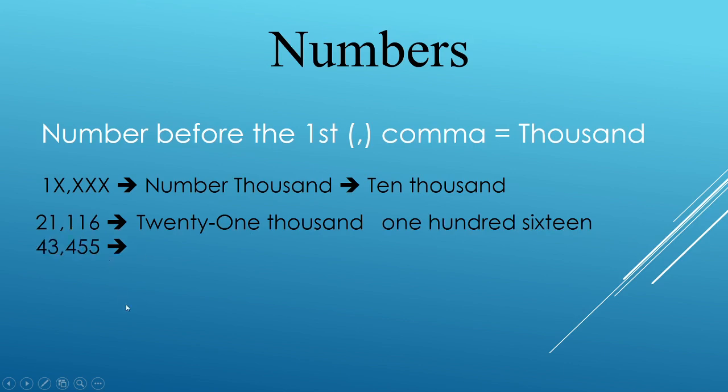All right, let's have you try this number. How would you say this number? Pause the video and try a few times before you listen to how I say this number. Okay, so to say this number, remember the number before the first comma, we say 1,000, right? And we just say the number and 1,000. 43,000. After the comma, we just say the number, right? 455.